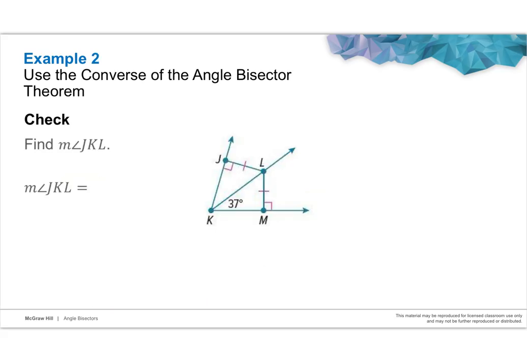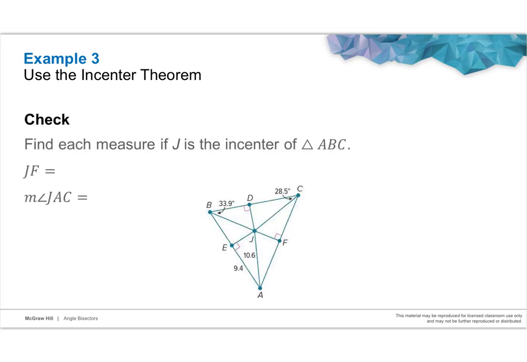Using our converse, we're going to check first of all that we have equal distance and perpendicular distance, and we do. So if we want to know the measure of angle JKL, which is this angle right here, we can assume that our KL is an angle bisector. And so this one is super quick, just like the example that we did. Each part is equal, so 37 degrees.